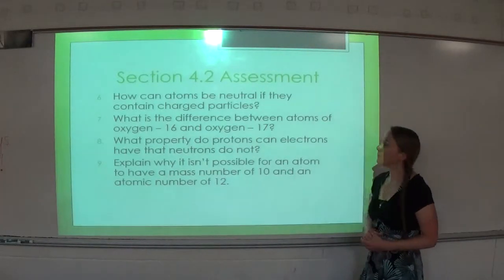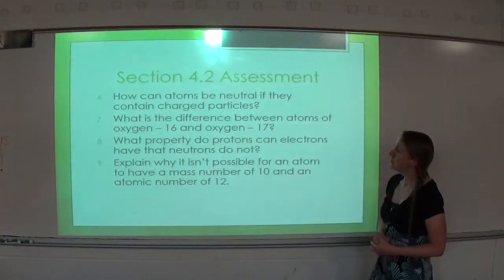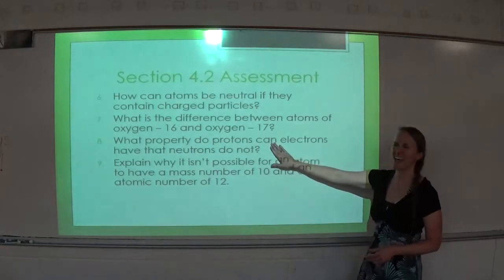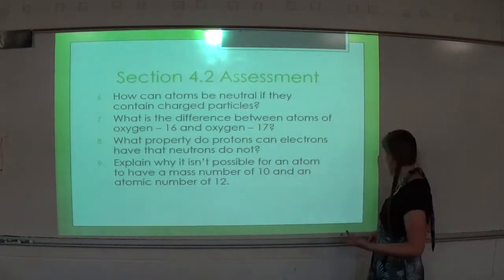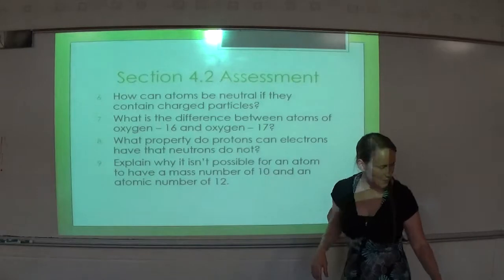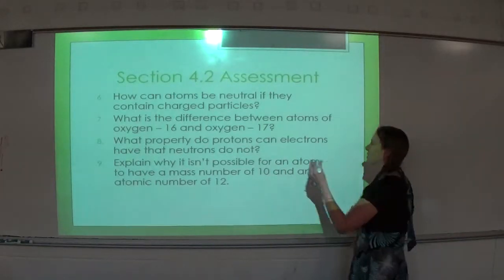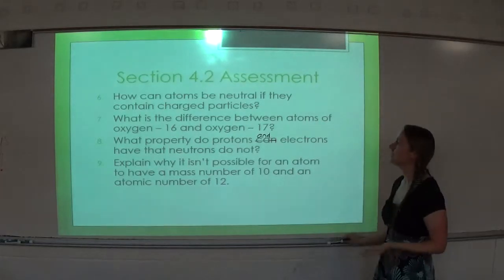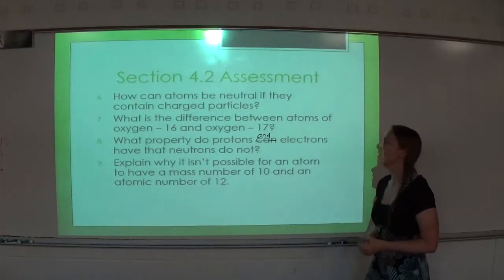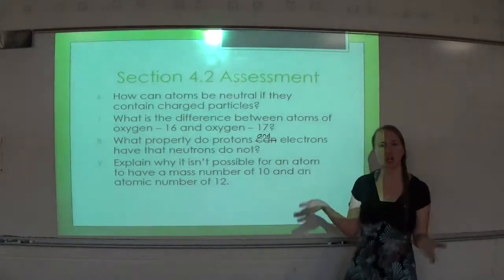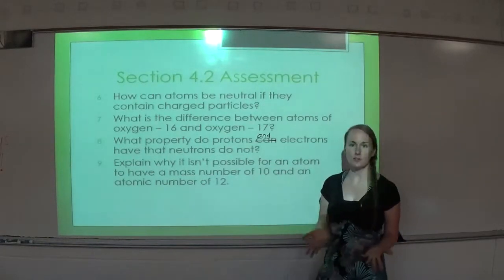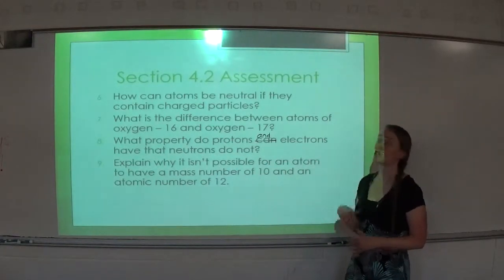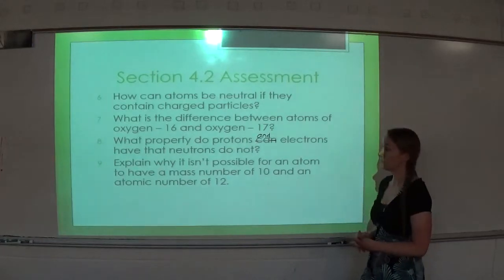All right, number 8. What property do protons, that probably should say and, electrons have that neutrons do not? Surprise, surprise, there's a typo. This should say and. So what property do protons and electrons have that neutrons do not? Well, protons and electrons are both charged particles. Neutrons are neutral. So protons and electrons have a charge and neutrons do not.